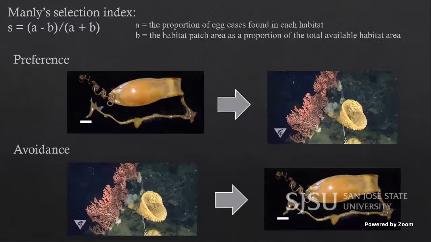Concurrent with the contingency table analyses, selection indices were run. This was done using the proportion of egg cases found in each habitat, as well as the habitat patch area as a proportion of the total available habitat area. These are done in order to evaluate the relative magnitude of a habitat association. And an electivity index is calculated for each habitat, and this can range anywhere from used exclusively to totally avoided.